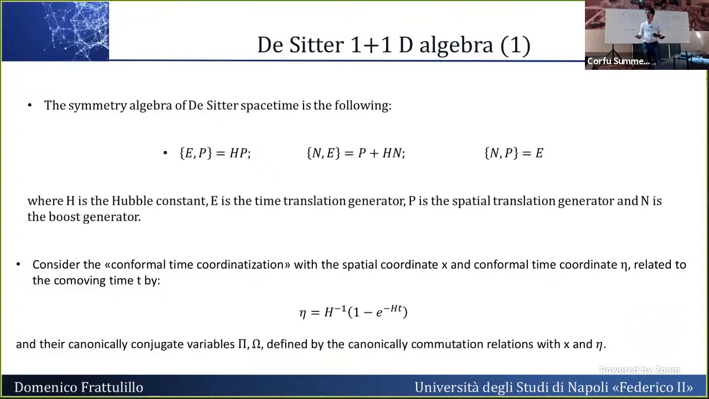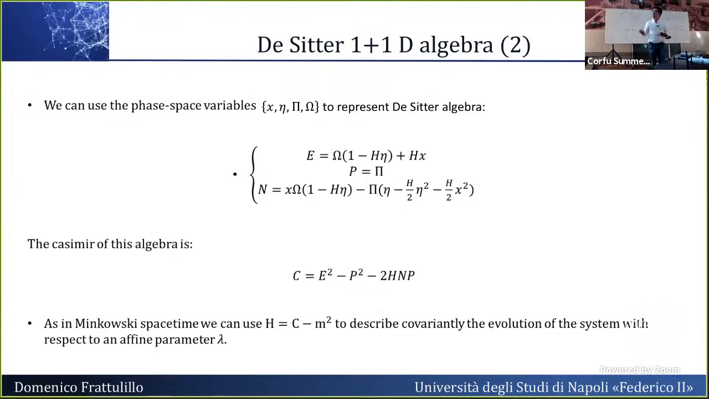And again, we can define pi and omega, the canonical conjugate momenta, which are defined by the canonical commutation relations with the spacetime coordinates x and eta. And we can use these phase space variables that we have introduced to represent the de Sitter algebra in the standard way in the following way, and a Casimir of this algebra is the following one. And as in Minkowski spacetime, we can use the Hamiltonian given by the difference between the Casimir and the mass squared of the particle to describe in a covariant way the evolution of the system with respect to an affine parameter lambda.